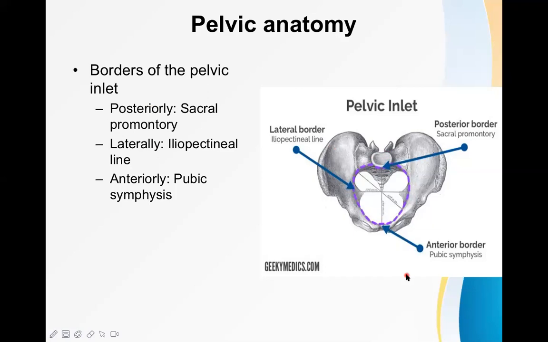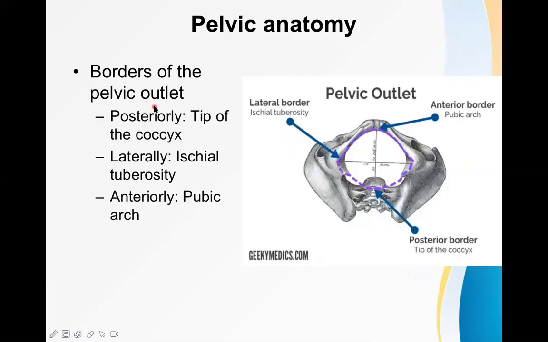Okay, let's move on. Now these are the borders of the pelvic outlet. After the baby crosses the pelvic outlet, the baby will enter into the vagina, and then labor or delivery of the baby occurs. So what are the borders of the pelvic outlet? Posteriorly, tip of the coccygeal vertebra or coccyx, laterally ischial tuberosity, and anteriorly pubic arch.